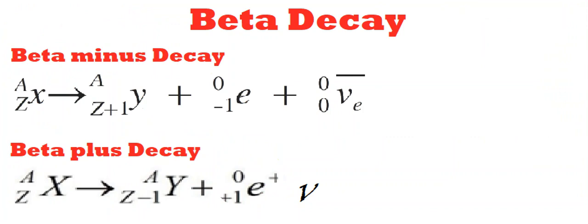The next type of radioactive decay is beta decay. There are 2 types of beta decay: beta plus decay and beta minus decay. In beta minus decay, a neutron is being converted to a proton. In this type of decay, an electron is being emitted. The general reaction for beta minus decay is shown below.